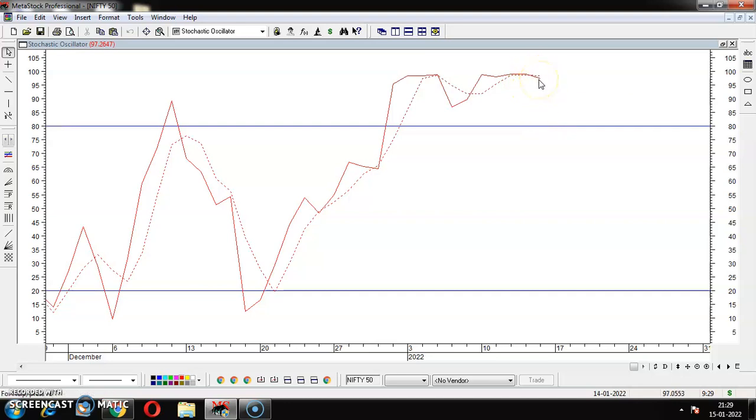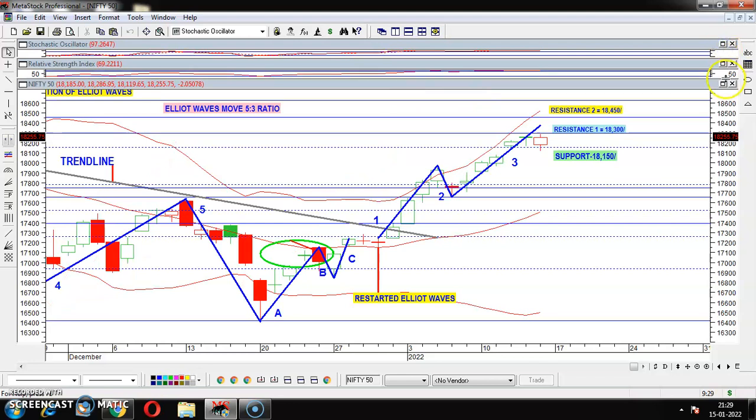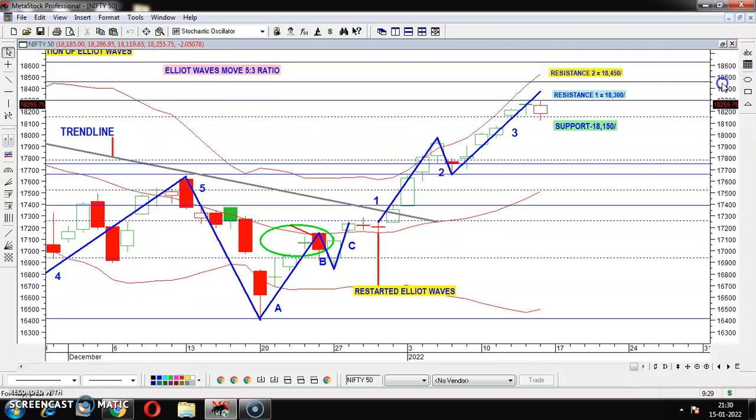So we can see some bit of short term correction, but the stochastic is bullish as it is above 80. So there is a possibility that the stochastic may move towards the upside. I mean, it may go towards 100. So as far as the stochastic is concerned, there is a possibility of the market moving towards the upside.